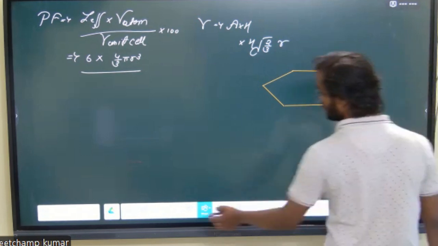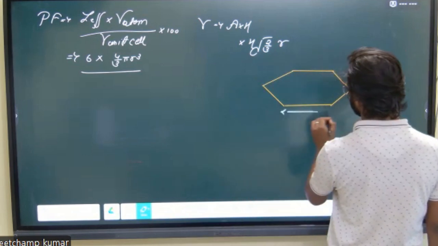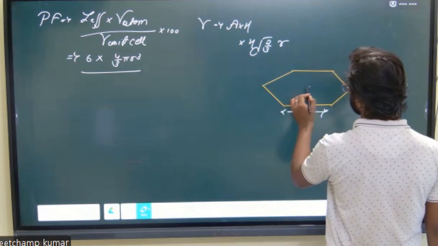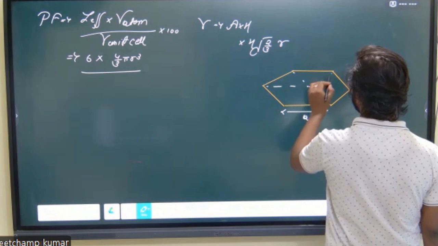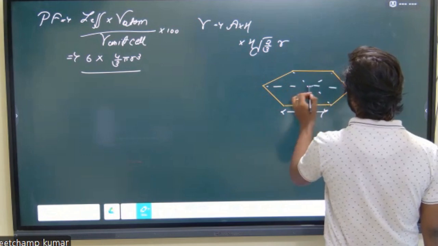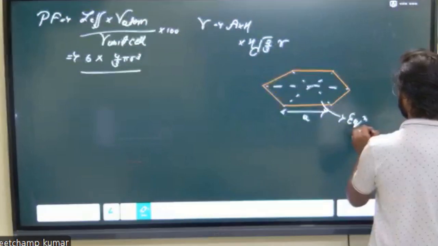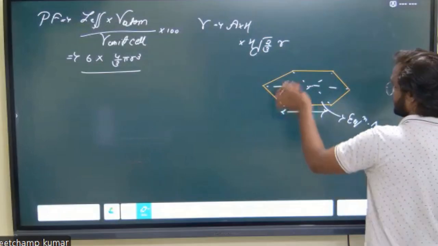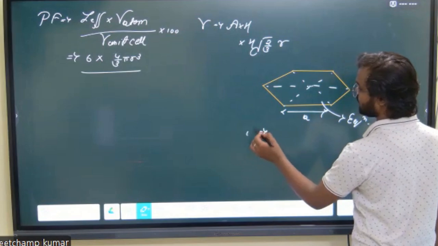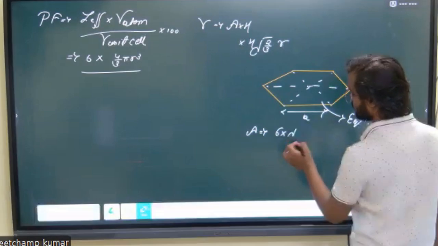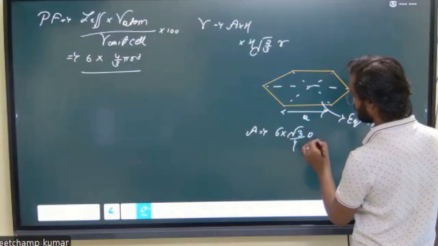If you divide it into equal parts and all the sides are equal, this is A, this is A. So if you divide into equal parts, it will behave as an equilateral triangle, and there will be 6 equilateral triangles. So the area will be 6 into root 3 by 4 into A square.